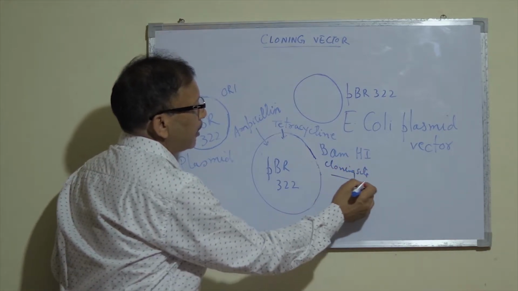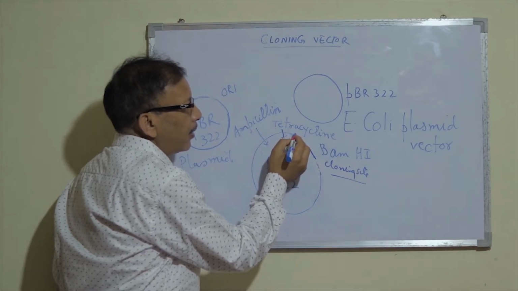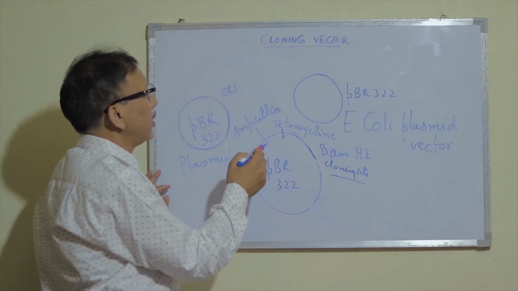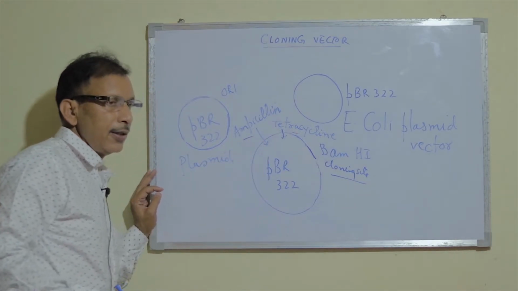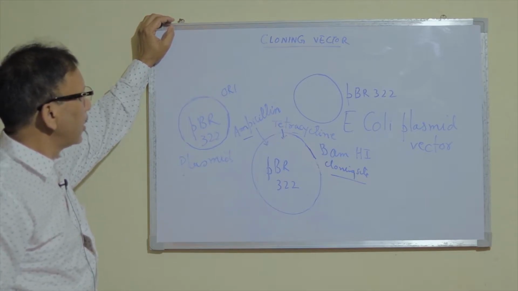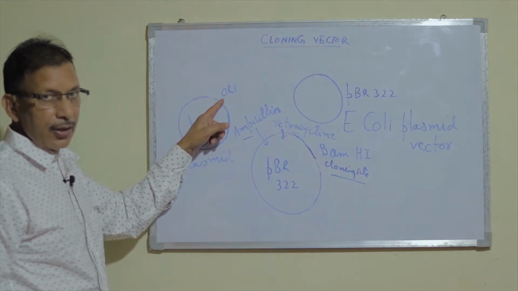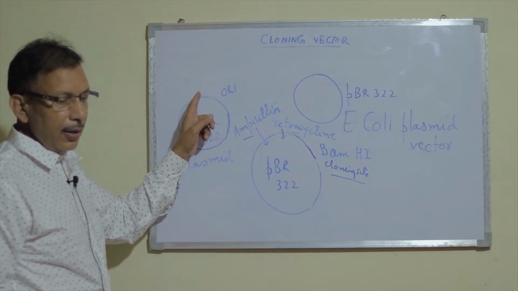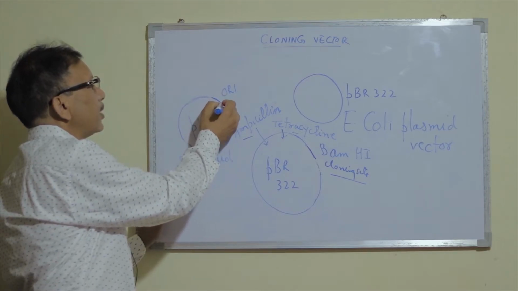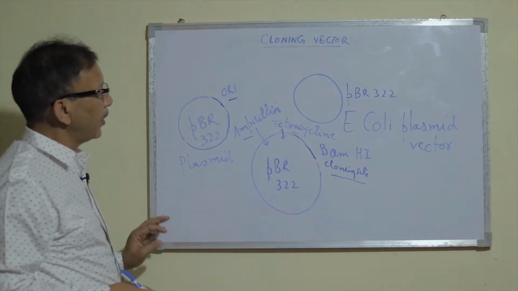This has selectable markers, like the genes encoding tetracycline resistance and ampicillin resistance. These are the selectable markers. And then this also has the ORI, the origin of replication. So here there is a sequence, and at this sequence only the origin of replication starts. This is called ORI.